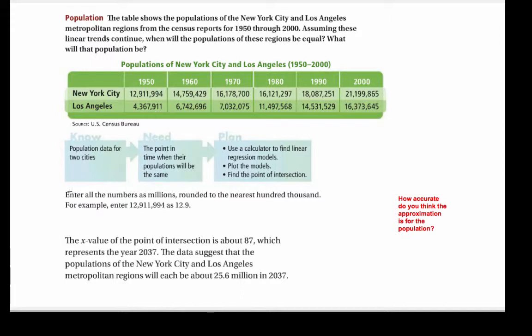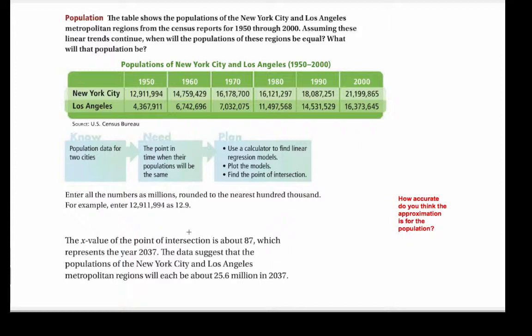Okay. To do this by hand, first of all, we don't even have an equation, and these are probably not a perfect linear situation. So we need to use some technology here. Doing this by hand would be a very, very tedious task. So the suggestion here is to enter all the numbers as millions, rounded to the nearest 100,000. For example, our first population data there for New York City, we're going to treat 12,911,994 as 12.9. Okay, so 12.9 million is what we're going to go with when we do this. So I'm going to show you guys how to. We already know how to enter data into a list on our calculators.